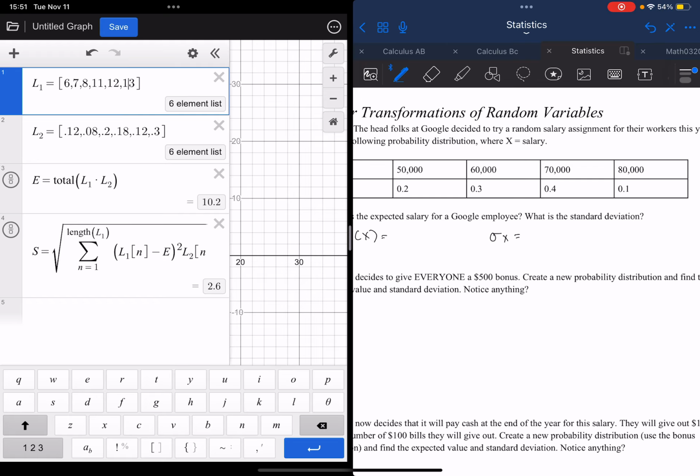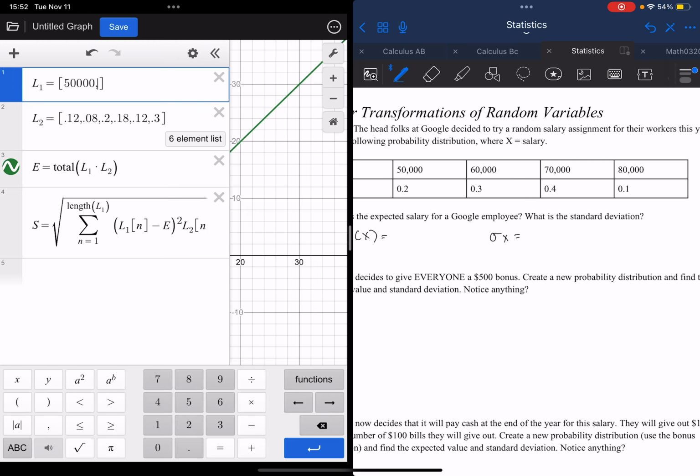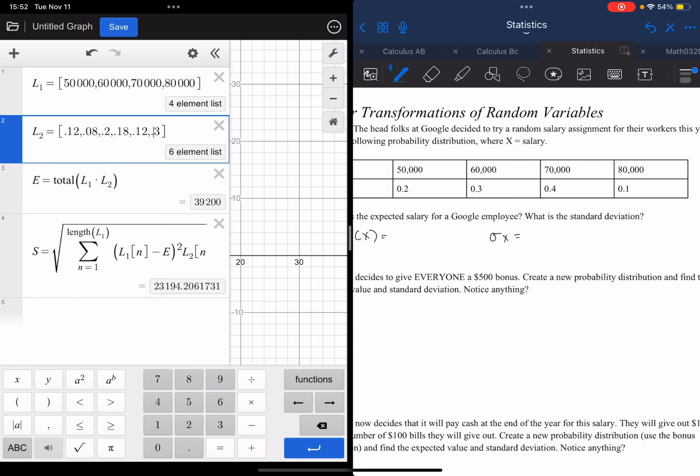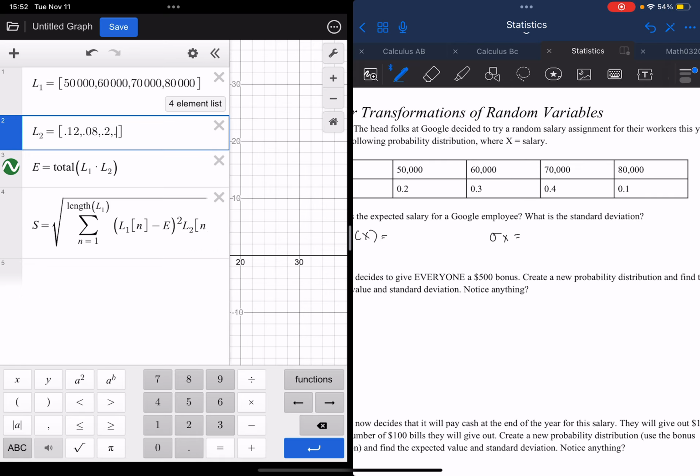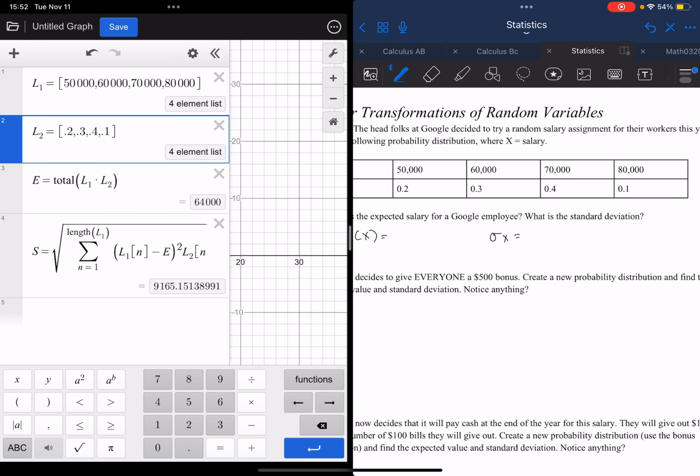So I'm going to replace the values in this list with 50,000, 60,000, 70,000, and 80,000. Then I'm going to replace list 2 with all the probabilities. So this is 0.2, 0.3, 0.4, and 0.1. And notice that it gives me the expected value is $64,000 and that the standard deviation is $9,165.15.